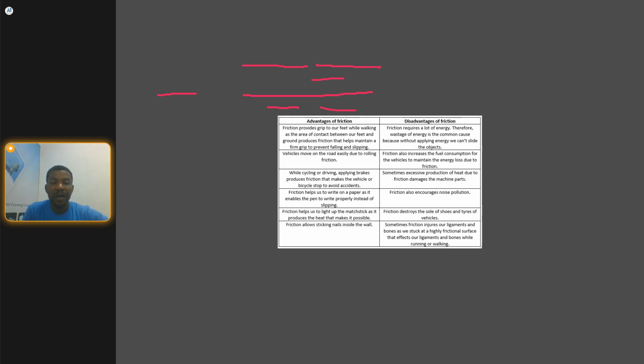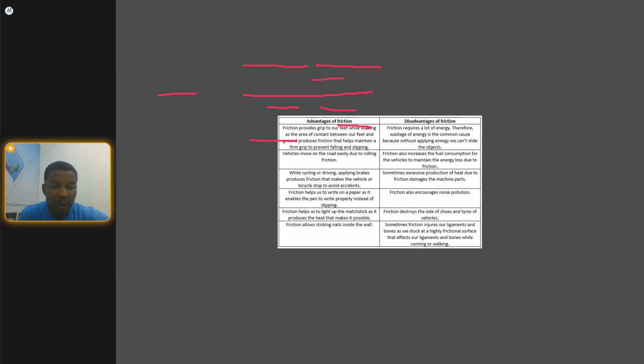Okay? So friction makes walking possible. Another advantage of friction is vehicles move on the road easily due to rolling friction. So if friction was not existing, vehicles would not be moving easily. It will be so hard for vehicles to move.